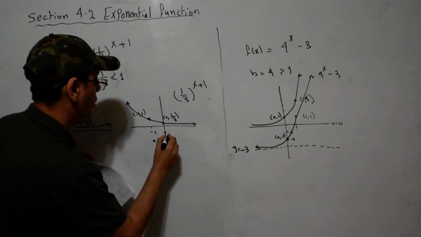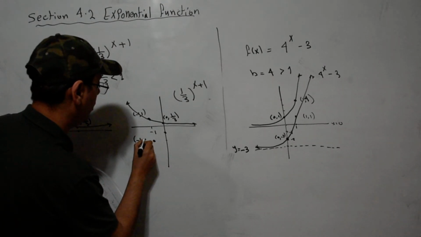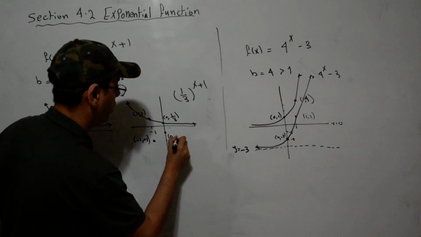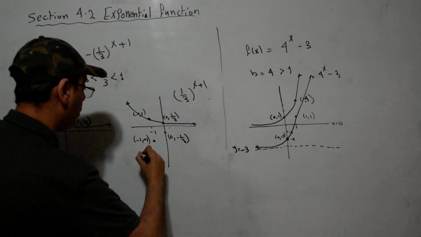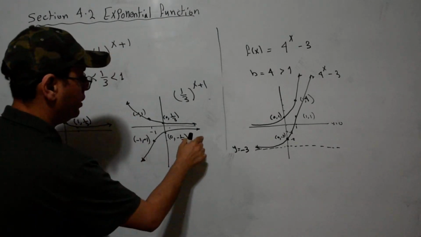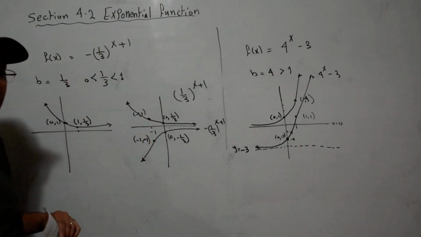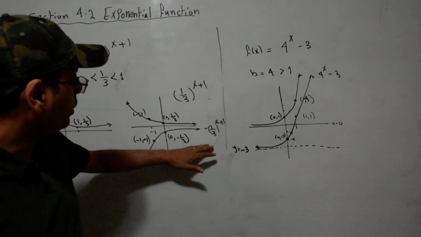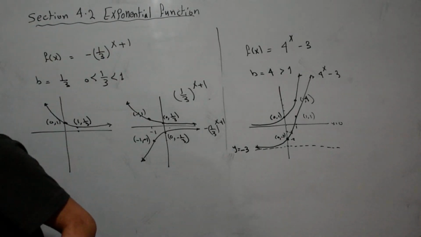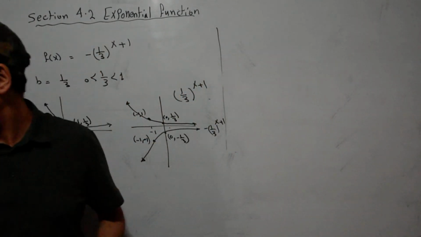So here is negative 1 and negative 1. And here is 0 and negative 1/3. And then I graph the function, which is negative 1/3 to x plus 1, which is reflected about the x-axis.